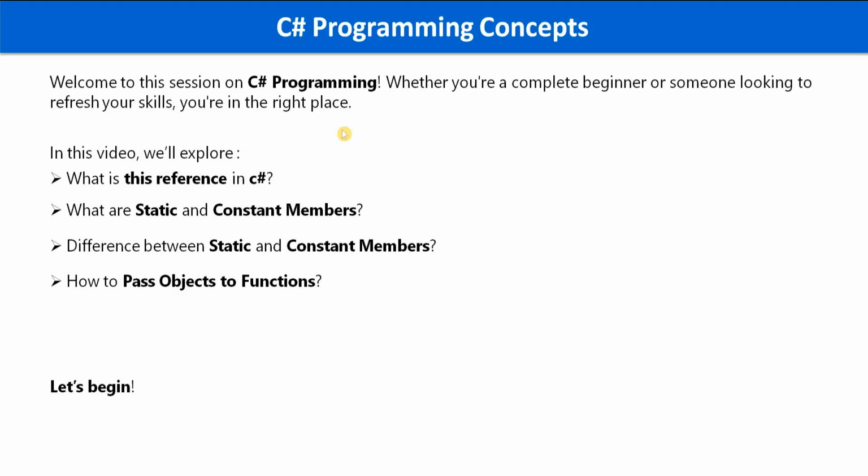Hello friends, today we will discuss some concepts of C# programming. So here is the list for today's lecture. What is this reference in C#? What are static and constant members? Differentiate between static and constant members, and how to pass objects to functions. These concepts we will cover one by one with proper examples in Visual Studio. So let's begin.